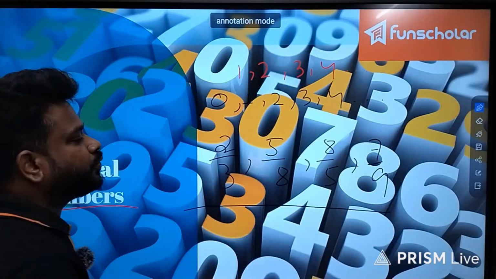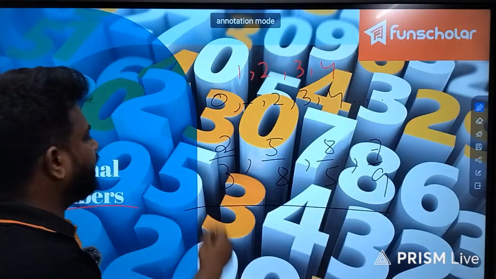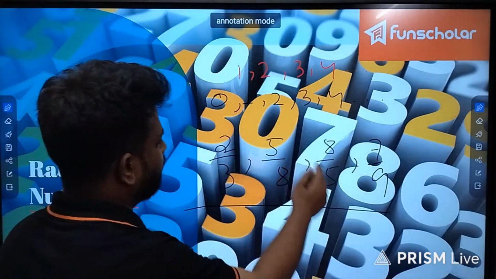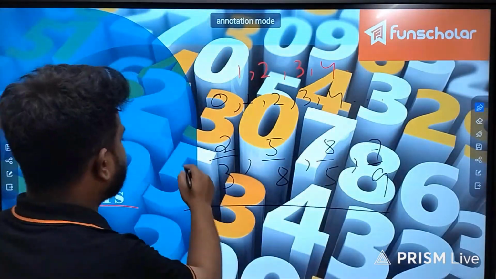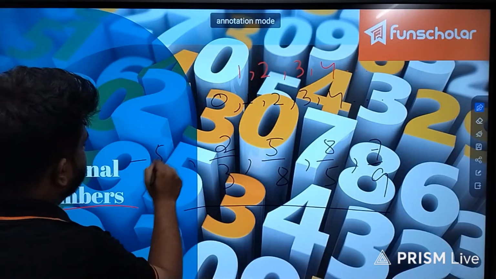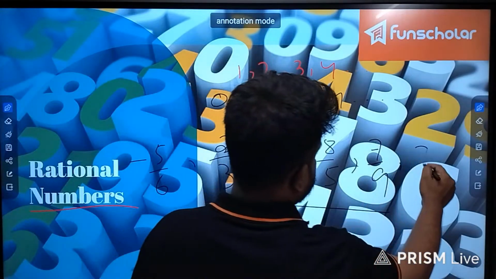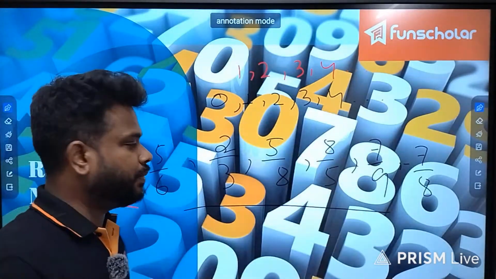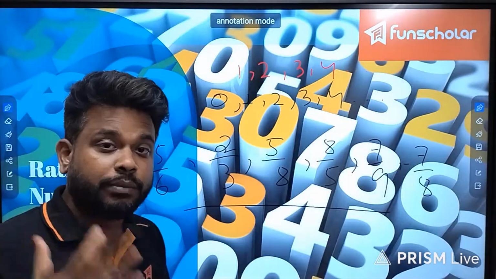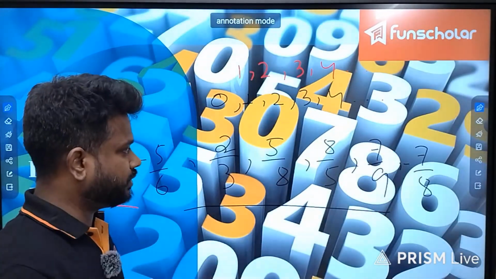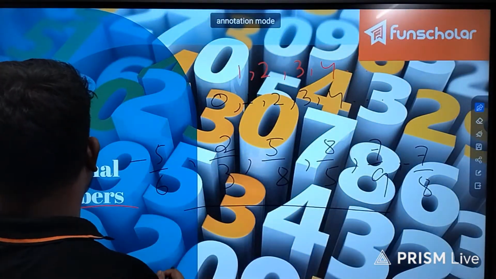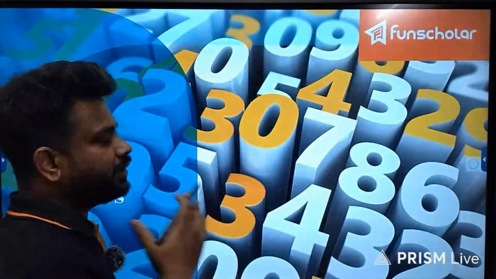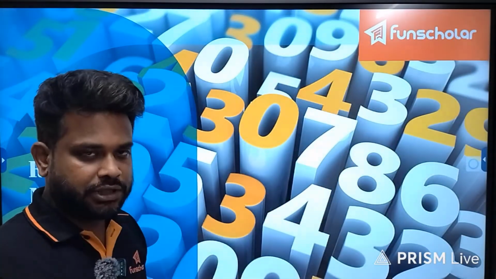These are also numbers, like 2 by 3, 5 by 8, 8 by 5, 7 by 9. I can also include minus 5 by 6, minus 7 by 8. These are also numbers, and they will be called rational numbers. So in this chapter we will be discussing the numbers which are rational numbers.